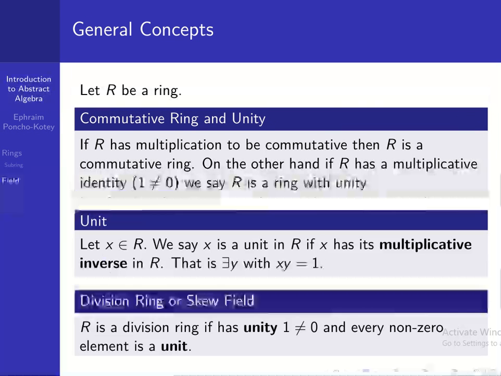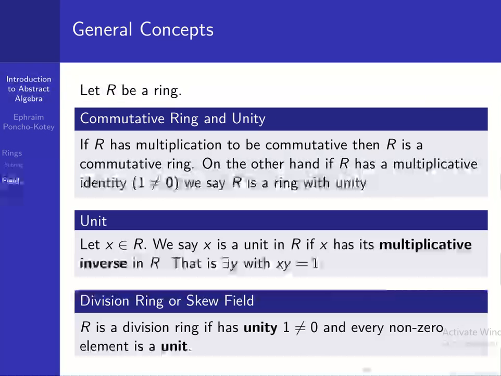Now, let's move on to some general concepts. Now, let R be a ring. What is a commutative ring? So a commutative ring is just when the multiplication is commutative. And we say R is a ring with unity if it has a multiplicative identity. So take note, a ring need not have a multiplicative identity. But if it does have one, then we say it's a ring with unity.